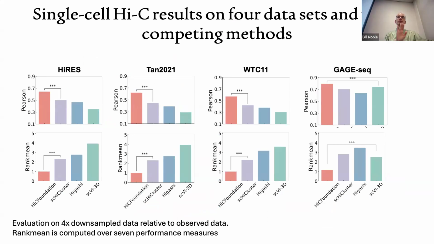So these are 4 different single cell Hi-C data sets. Of course, none of them were used in pre-training because it's single cell data. But again, we restricted ourselves only to the test chromosomes. And we're comparing to existing methods, scHiCluster, Higashi, and scVI-3D. And in each case, whether you're measuring by Pearson correlation or there's actually 6 other performance measures in the supplement, but they're summarized all in the rank mean in the second one, you see substantially improved prediction performance.